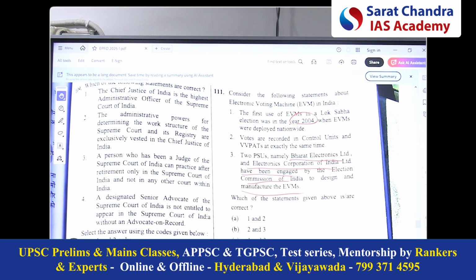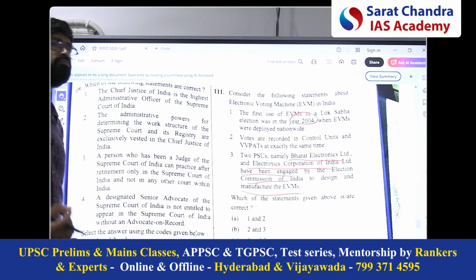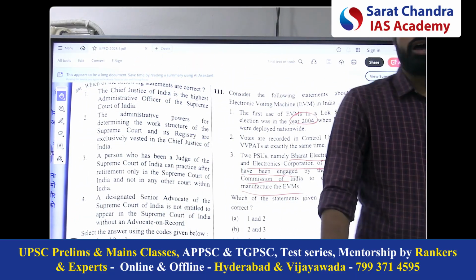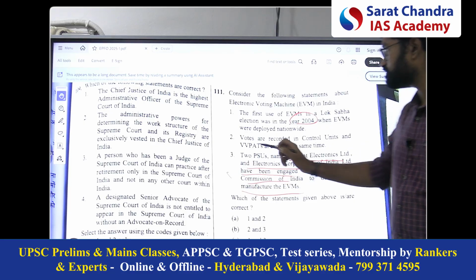Here, on the route to Machilipatnam itself there is BEL, Bharat Electronics Limited, that will be manufacturing EVMs. One EVM costs 4,000 to 5,000 for us to manufacture. So automatically this is correct.